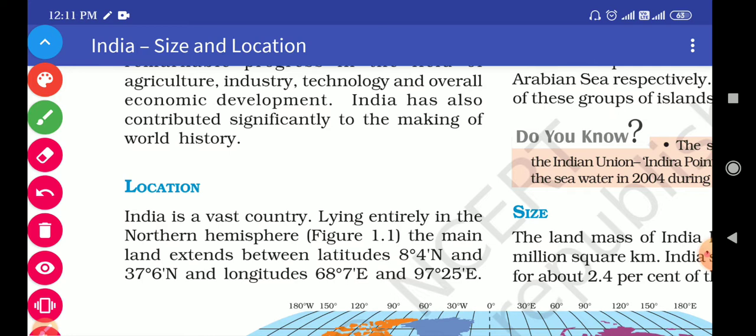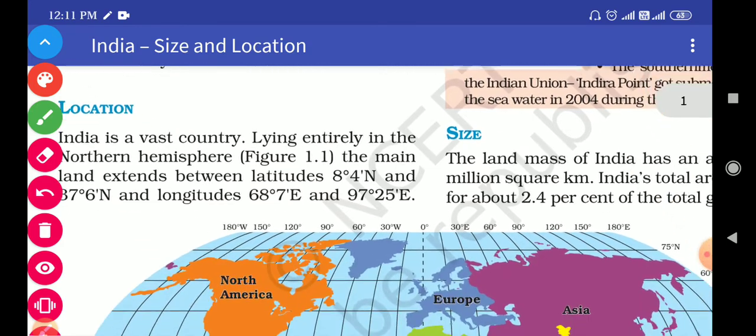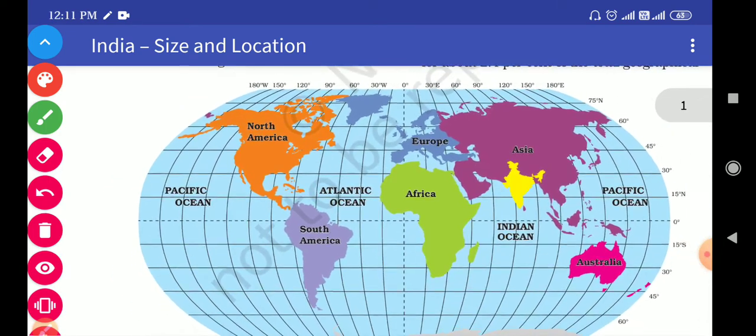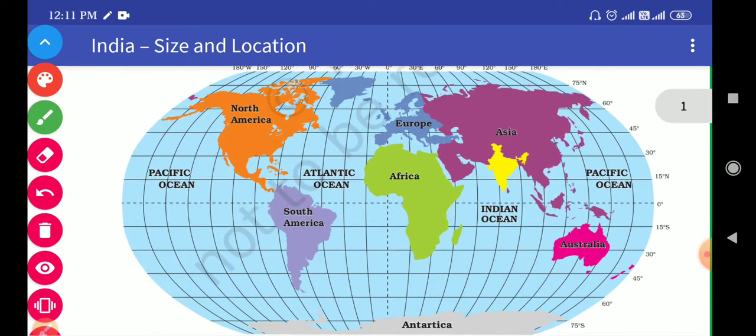In order to understand the topic location, we have to take the help of the world map. Now come to this map here. Before I explain anything about location, the first thing that I would like to tell you is that every map has 4 directions. Either it is a world map or the map of India, or any state map.